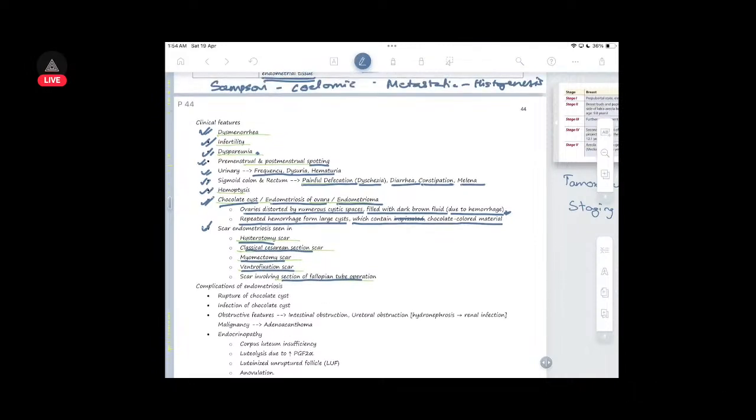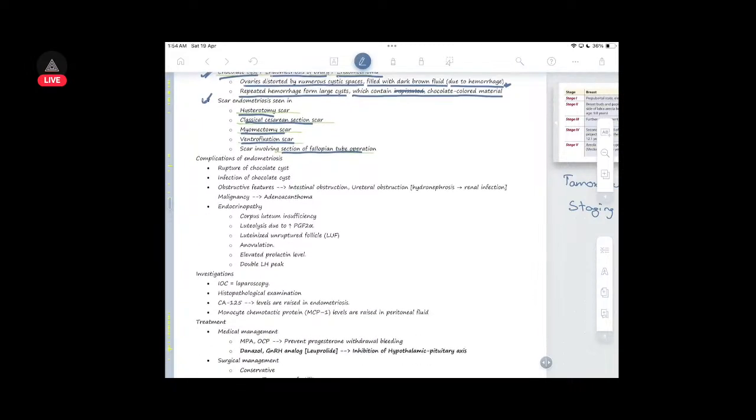So you'll be having, first of all, dysmenorrhea, dyspareunia, and infertility. Premenstrual and postmenstrual spotting will be there. Urinary, you'll find frequency, dysuria, and hematuria. Sigmoid and rectum, you'll have painful defecation, diarrhea, constipation, and melena. Hemoptysis will be there if lung metastasis is there. Chocolate cyst, endometriosis of ovary or endometrioma.